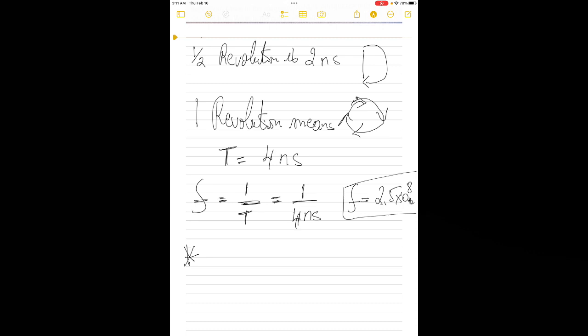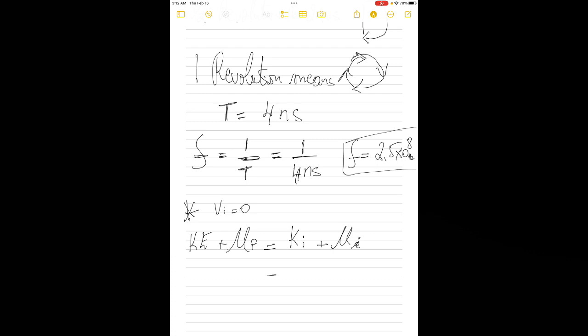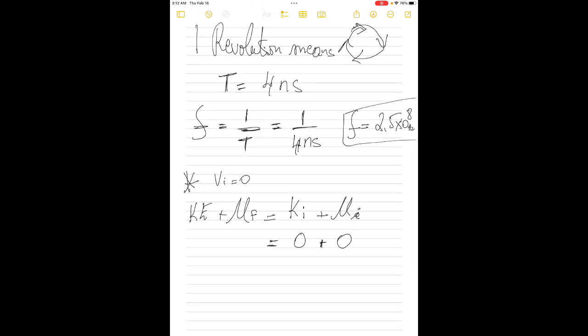Second, we need to find the final speed that the electron is going. The initial speed is 0. So we're going to use the energy formula: the final kinetic energy plus the final potential is going to equal the initial kinetic plus the initial potential. We know that the electron at the start has 0 kinetic energy, and the potential is 0. So what we are going to measure is the final kinetic energy and the final potential energy.